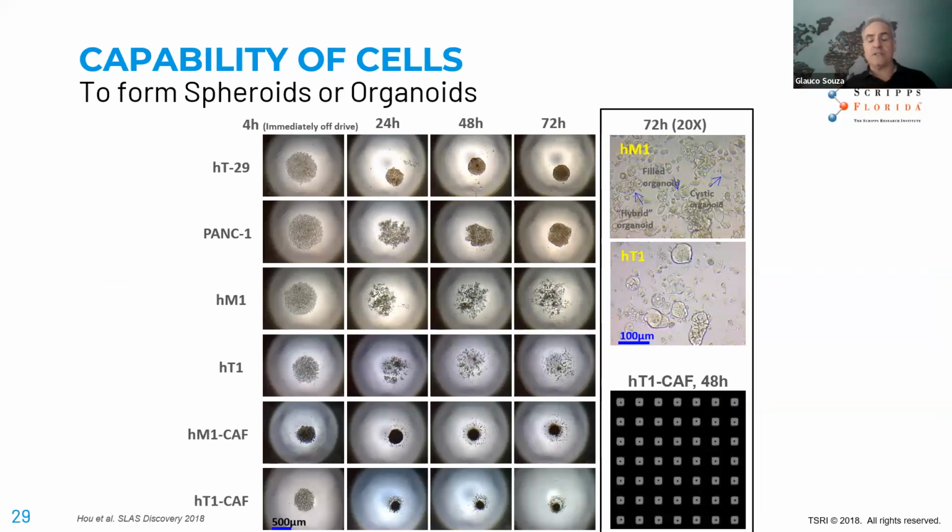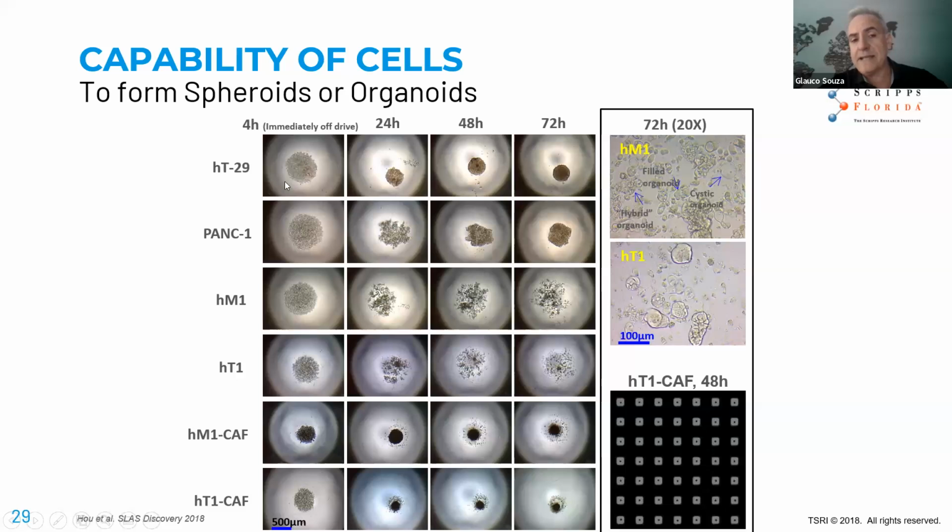Now, we're talking about 3D cell culture, and I'm using a slightly different terminology that I touched on very quickly in the beginning: spheroids and organoids. Here is a good illustration of the difference in morphology between the two. The first two rows are HT29, which is a colon cancer cell line, and the pink one is a pancreatic cancer cell line.